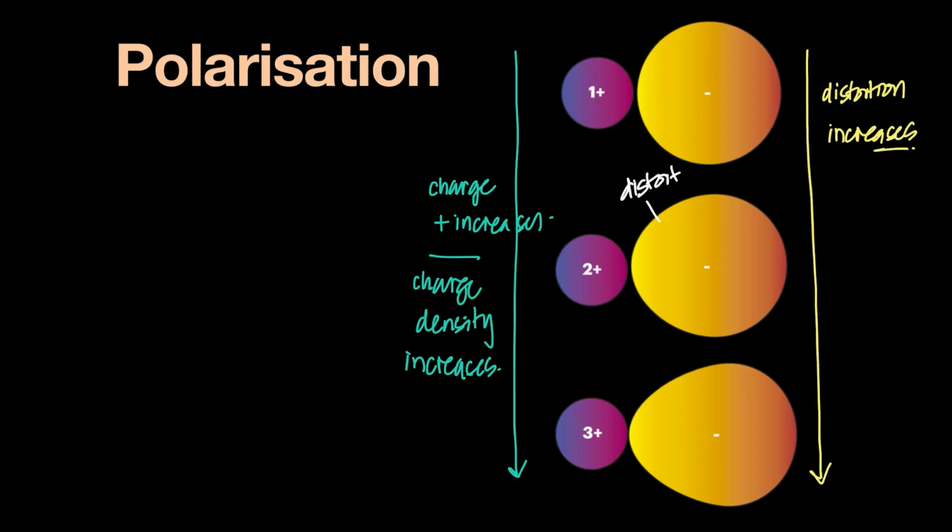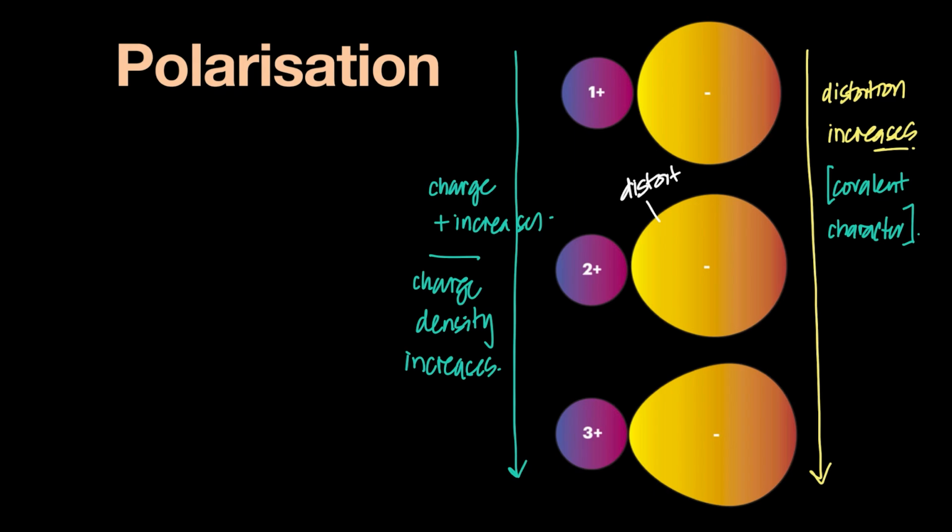Which, by the way, is something you might recognize: aluminum, having a 3 plus charge, distorts the cloud so much that we can link this distortion to covalent character. We don't do that in A-level chemistry at all, but the idea is that it's this distortion that increases covalent character, which ends up making things like AlCl3 and AlBr3 covalent, not ionic, because this distortion results in an overlap of the two clouds, and an overlap of the two clouds is what is covalent.